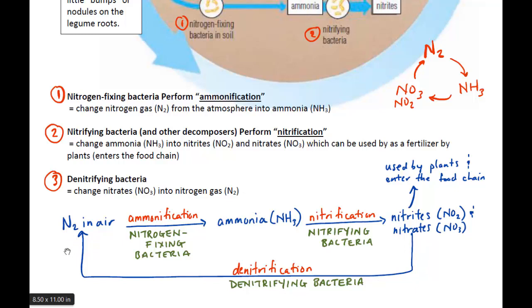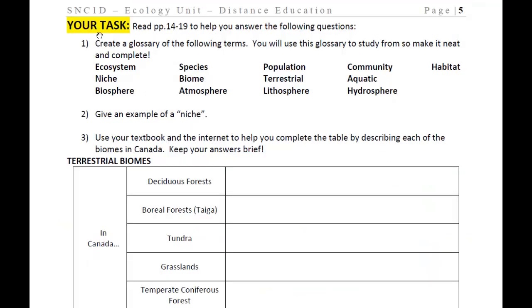And that is the end of this lesson. Please complete this task on page 5. You're going to need the textbook to be able to do these questions.